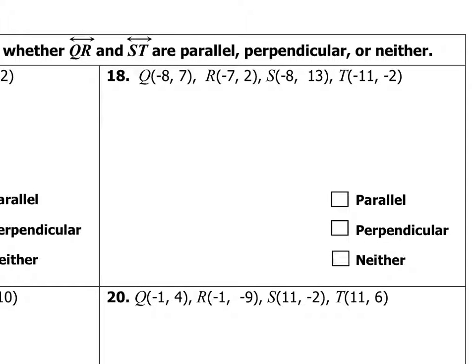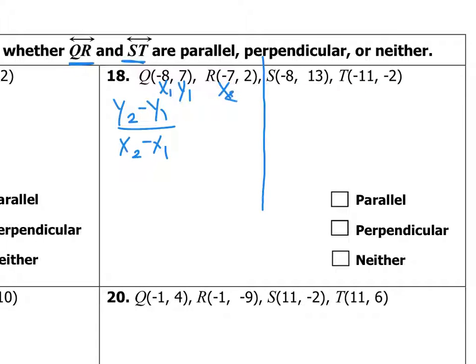Okay, basically we got two problems here. They got QR and ST. So here's the points for Q and R, and there's S and T. So I'm going to make two separate problems. You need to find the slope of each one. So we're going to take y2 minus y1 over x2 minus x1. Label your points. It helps. Okay, do the same over here.